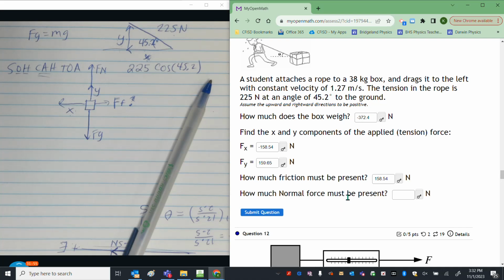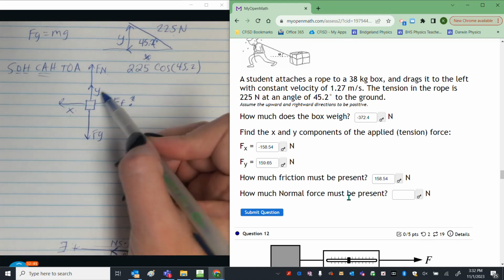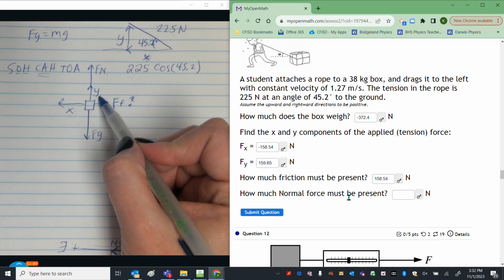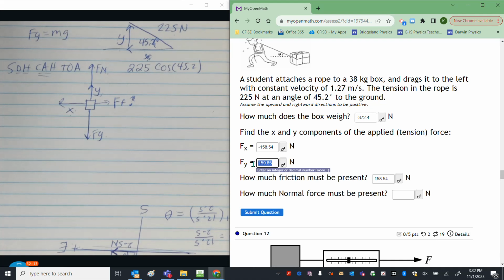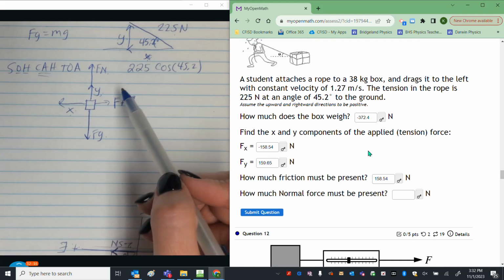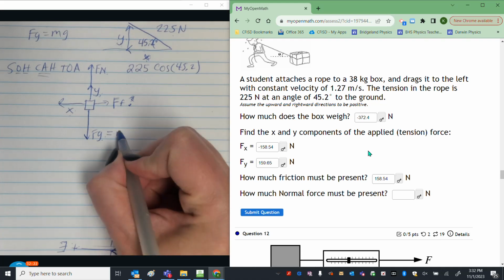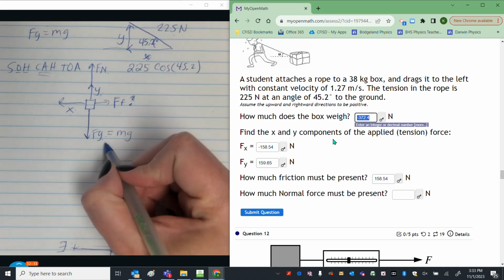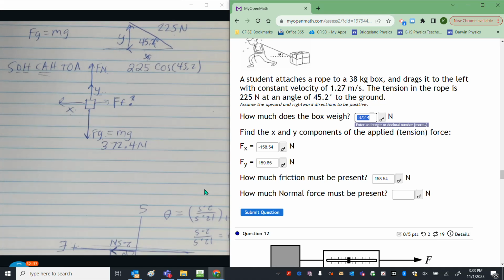The last question: how much normal force must be present? We already looked at this, but Fn and y are both upward. Fg is down, and y is up because he's pulling it at an upward angle. We already have the value for y, right here, 159.65. The other forces in the vertical are Fg and Fn, but we need to find Fg first, and then we can find Fn. Fg is mass times gravitational acceleration. We actually did it up here, 372.4 newtons. This y component is 159.65 newtons.